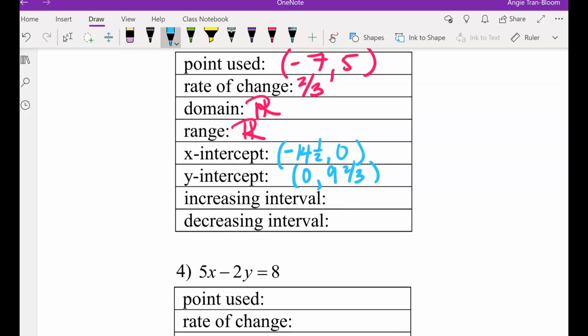Okay, look at the line. Ready? After taking a step to the right, what's happening to the Y value? Increasing. So that means decreasing is immediately not applicable. Increasing from where to where?